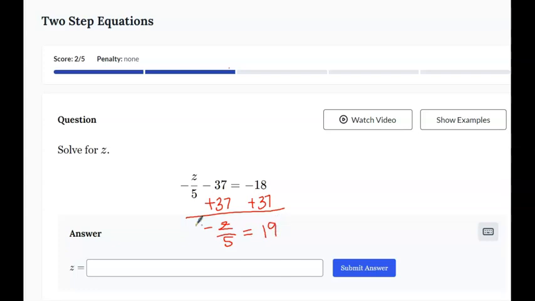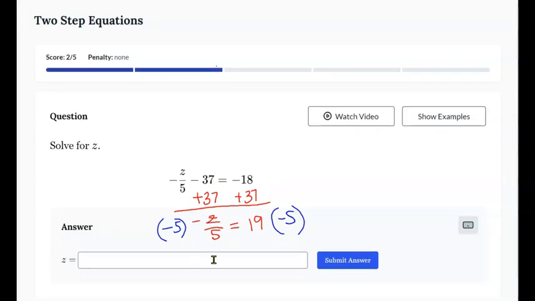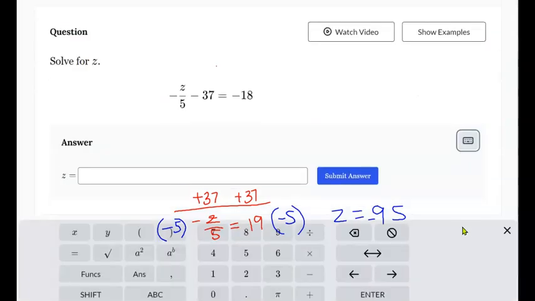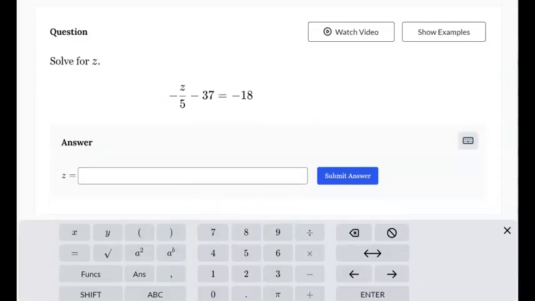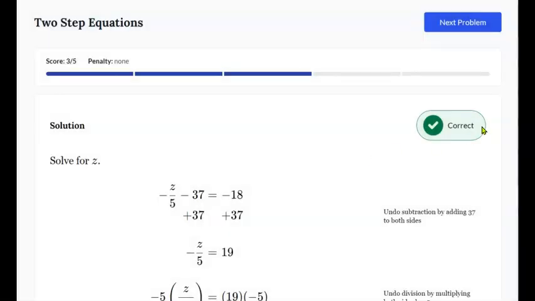In order to clear a coefficient, we're going to do the opposite of dividing, which is multiplying. Once you're done computing, you can type your answer here in the box. You can use your computer keypad, or you can open the virtual keypad here. Remember, the subtraction sign is the same as a negative. Once you click Submit, you can move on to the next problem by clicking this button in the upper right.